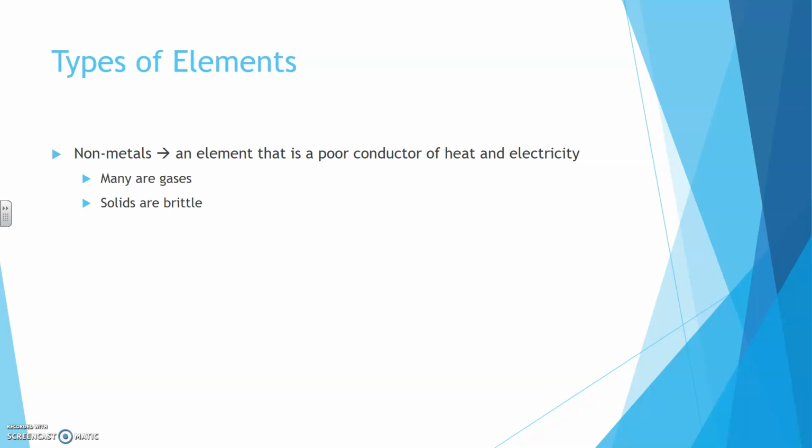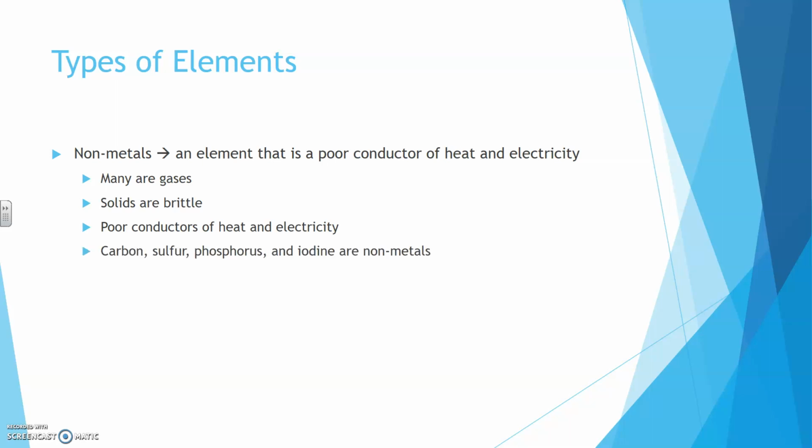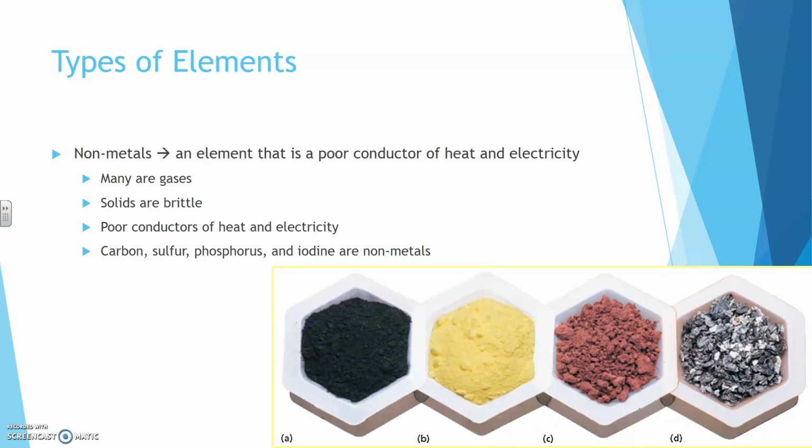If the nonmetal is a solid, it is going to be brittle, so it breaks easily, just kind of shatters. They, again, are poor conductors of heat and electricity, so oftentimes they are called insulators. Some examples are carbon, sulfur, phosphorus, and iodine.